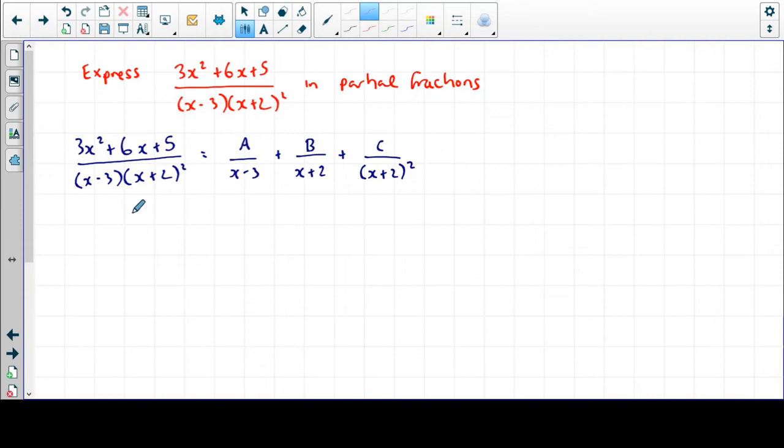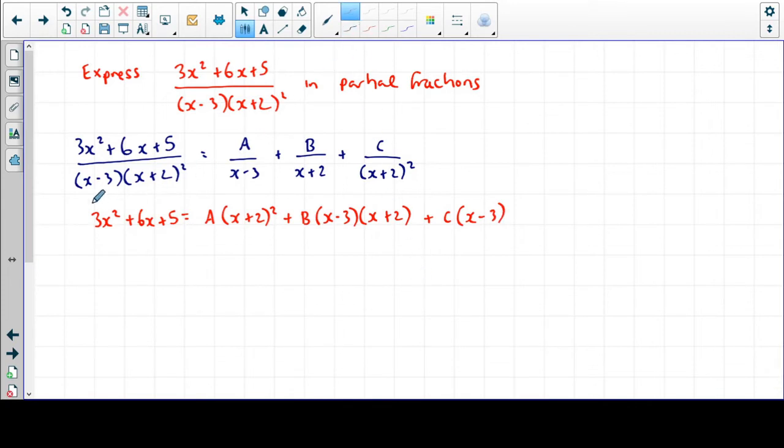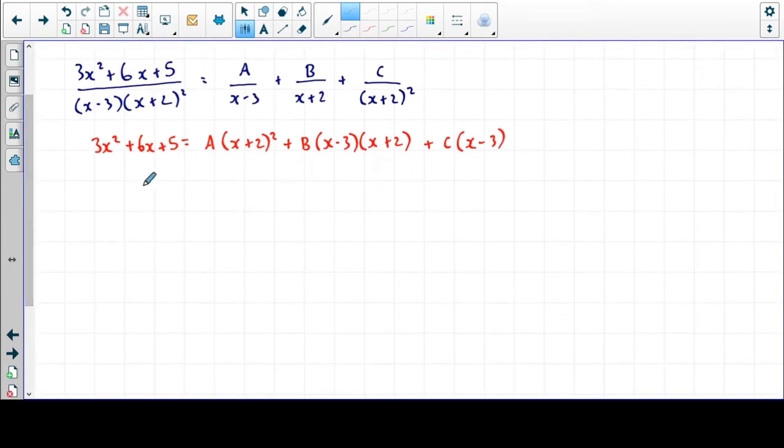Then we'll use our wee kiss and smile technique. Remember, the denominators will disappear and I'll be left with 3x squared plus 6x plus 5 is equal to a times x plus 2 squared plus b times x minus 3 x plus 2 plus c times x minus 3. Now again, as before, I need to pick 3 values for x that will let me find a, then c, then b.